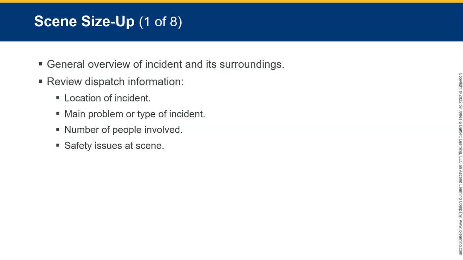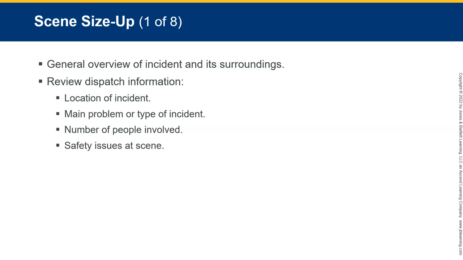So where is it located? Are we in the middle of an Oklahoma summer? Are we in the middle of an ice storm? Can we be outside for very long, is what we're thinking. Has a tornado just come through? Are we in the middle of I-40? What's going on? We need to think about all of that. It's an overview of the incident and its surroundings. Are we in an industrial setting where maybe there are more problems that can happen?